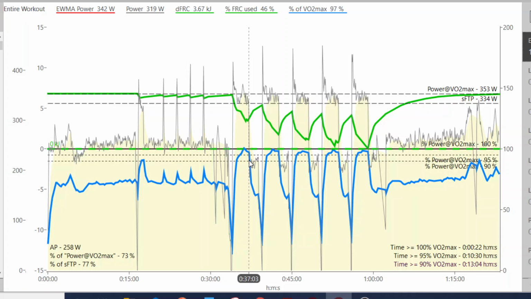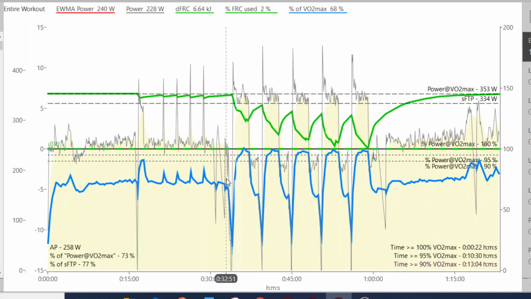Because, and this is taken straight from Dr. Andy Coggan, a 25-second exponentially moving average of power best represents VO2 kinetics. So when you start an interval, your power is up here, but it takes a while for the VO2 kinetics to catch up. So the exponentially weighted moving average of power is a better reflection when modeling the percent of power at VO2 max down here.